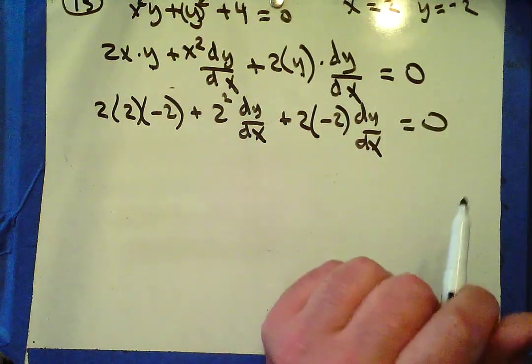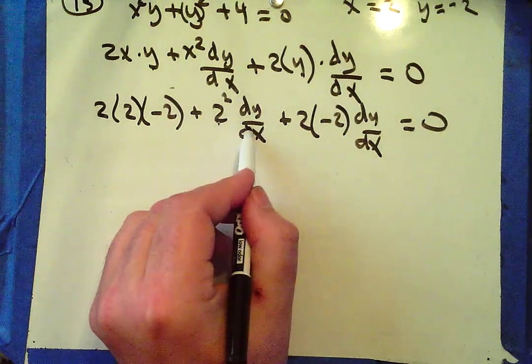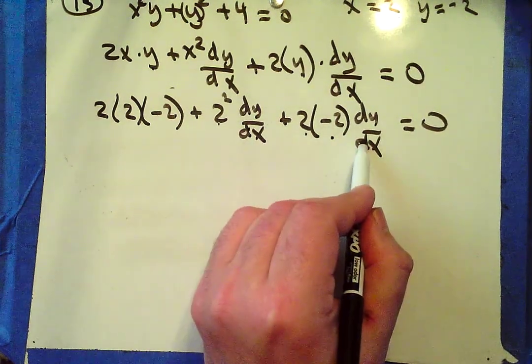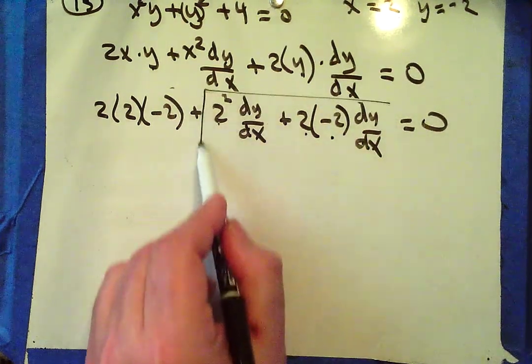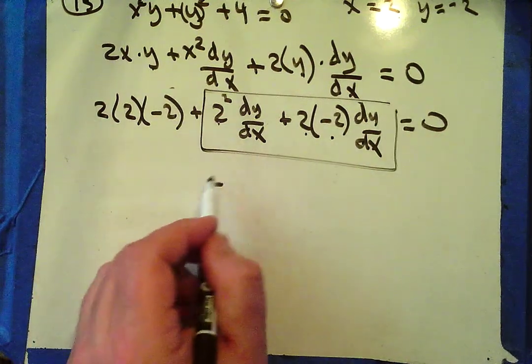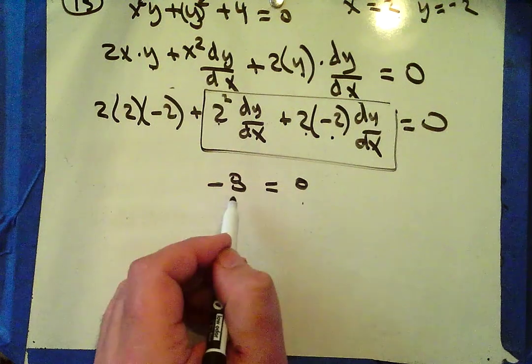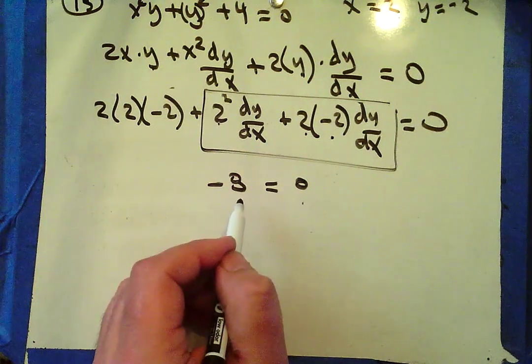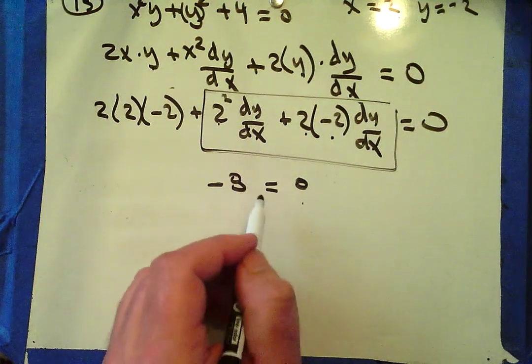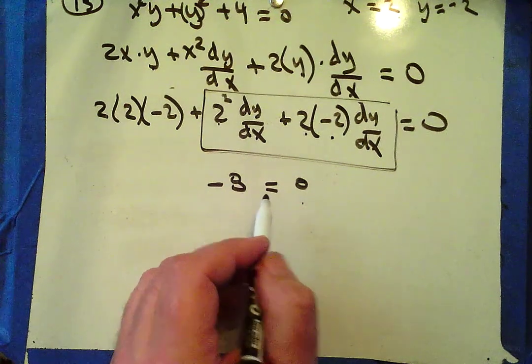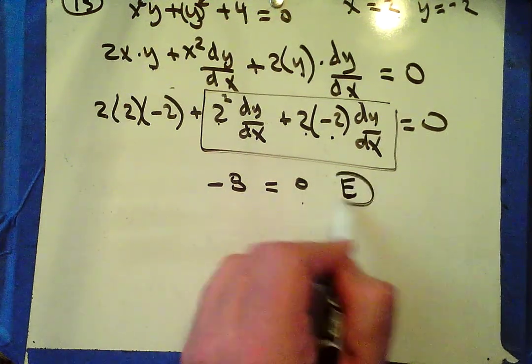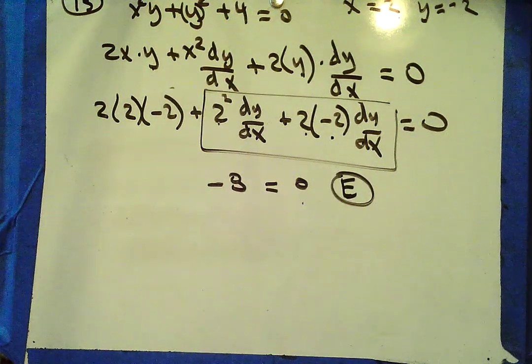And this is very interesting because this is going to be 4 dy/dx, this is going to be negative 4 dy/dx, and when I combine those, I end up with negative 8 equals 0. Wait a minute, negative 8 doesn't equal 0. So what I know is this derivative does not exist at x equals 2. Non-existent. This is not possible.